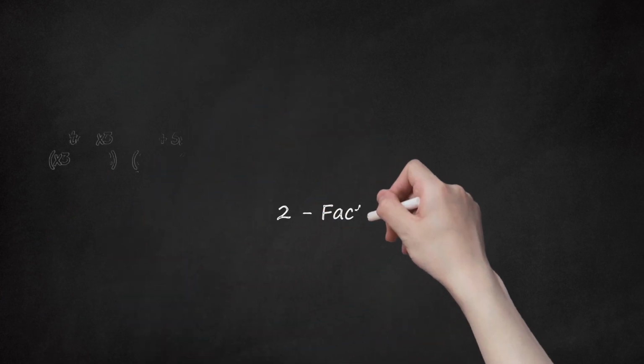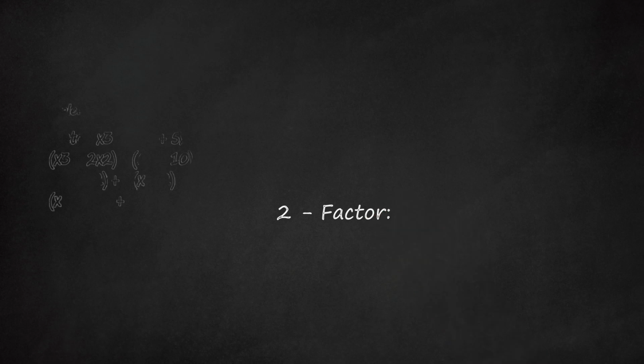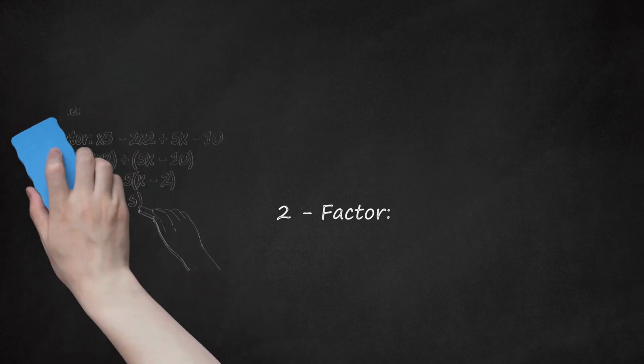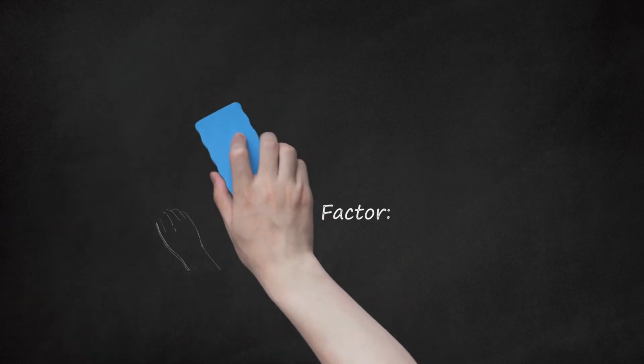2. Factor x^3 + 2x^2 + 5x + 10. This is x^3 + 2x^2 plus 5x + 10, which equals x^2(x + 2) + 5(x + 2), which equals (x + 2)(x^2 + 5).